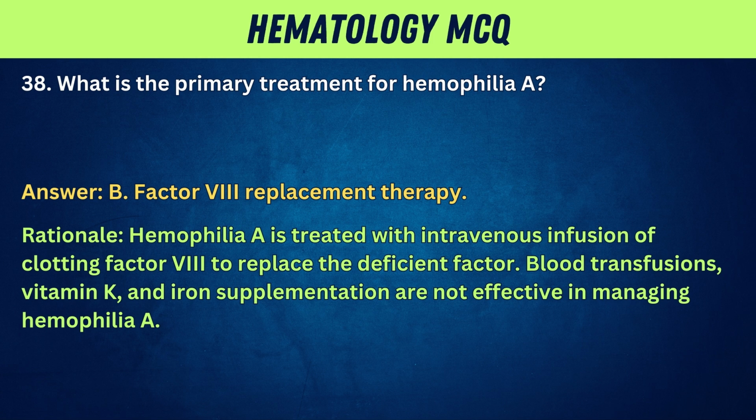Rationale: hemophilia A is treated with intravenous infusion of clotting factor VIII to replace the deficient factor. Blood transfusions, vitamin K, and iron supplementation are not effective in managing hemophilia A.